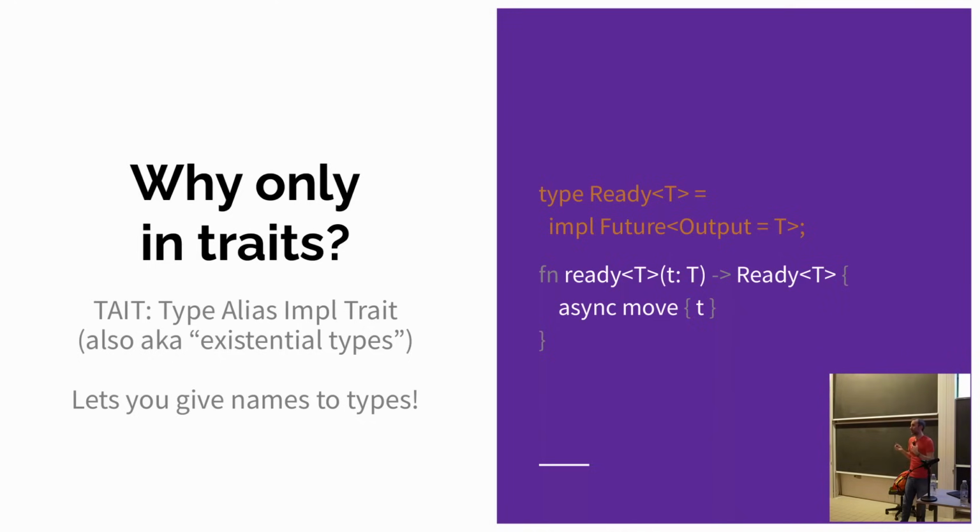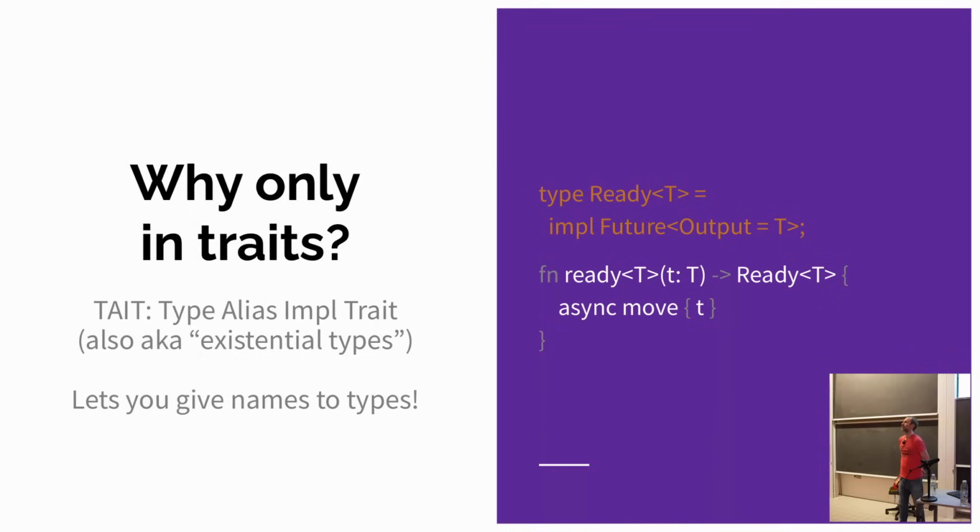Will that be allowed? No, it will not be allowed. For the same reason as before, what you would end up with is the hidden type here, the async block, would be two different hidden types. Even though they're both async blocks, two different async blocks, even if they have the same contents, are different types.